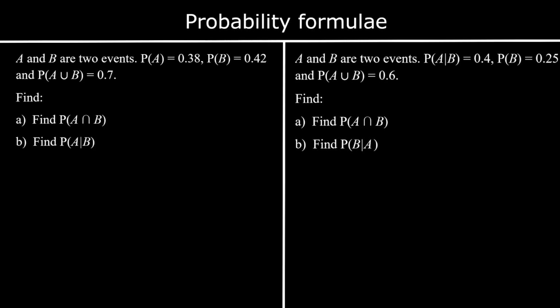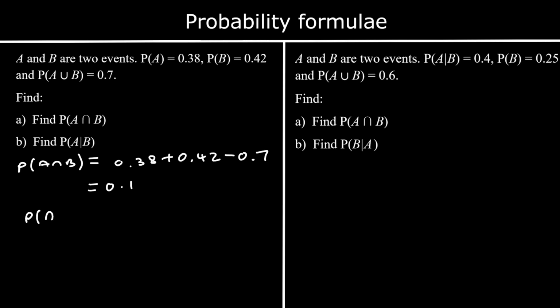Okay, we've got another question here. A and B are two events. The probability of A is 0.38, probability of B is 0.42, and the union of A and B, 0.7. What's the intersection? So that's going to be the probability of A plus the probability of B, take away the union of A and B, and that will be 0.1.